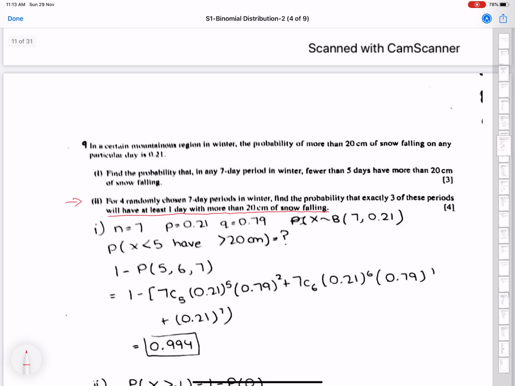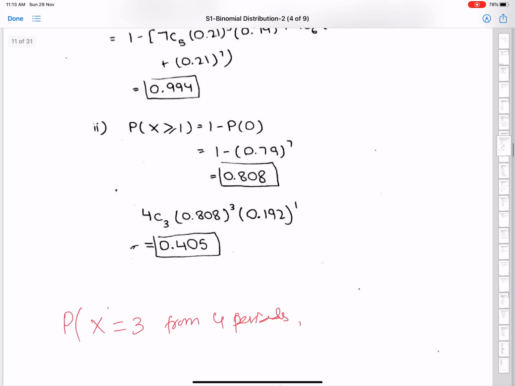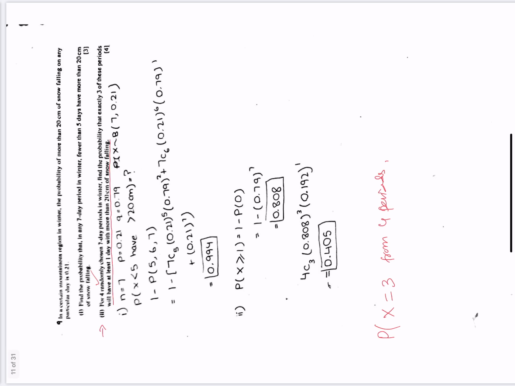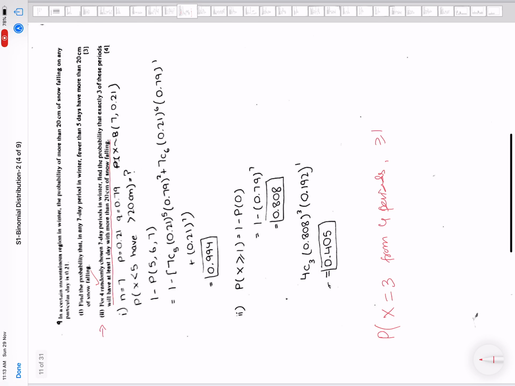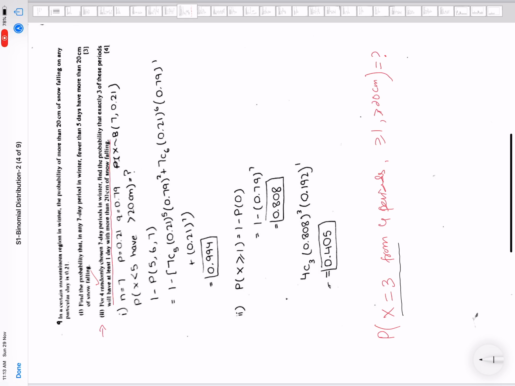Now, this is the information which we will use to get the P for this new model. See, the information is at least one day with more than 20 centimeters of snow falling. Now, this is model 2. Make sure you understand this carefully and well.